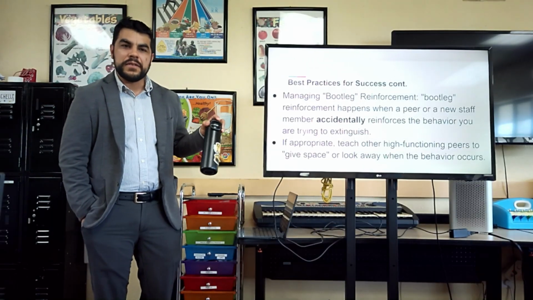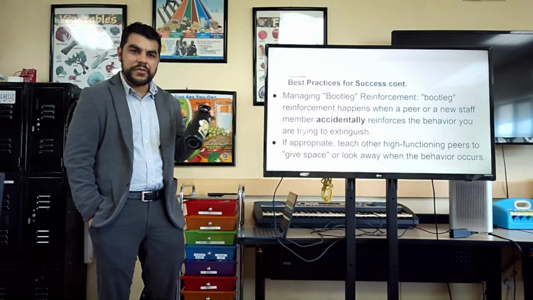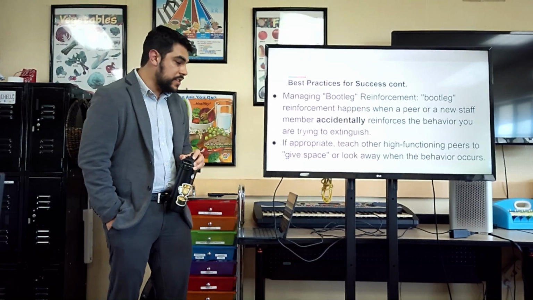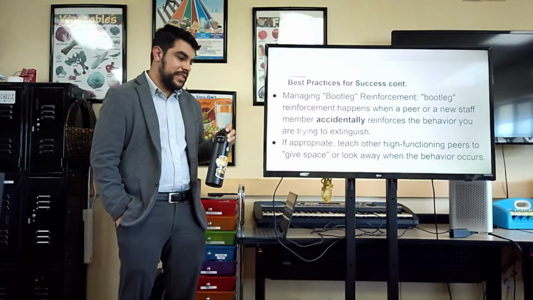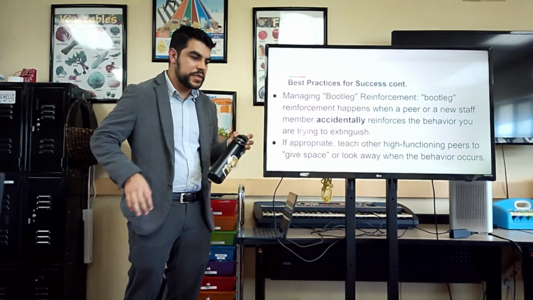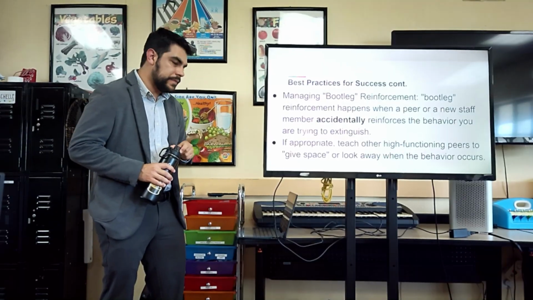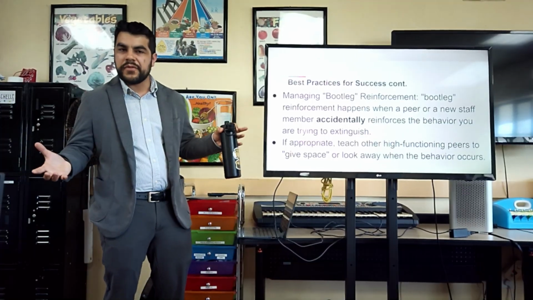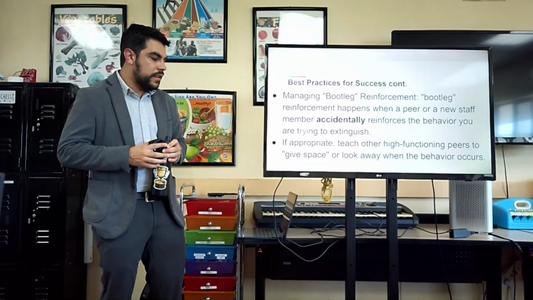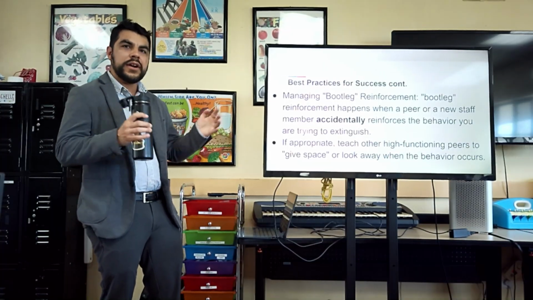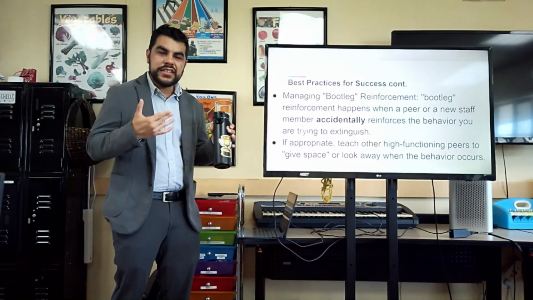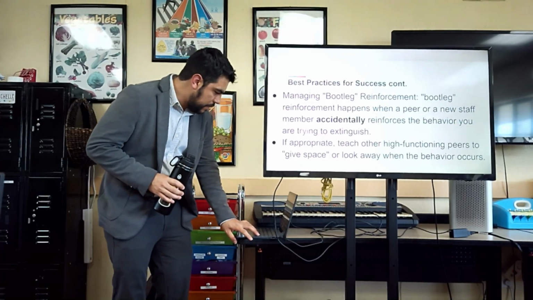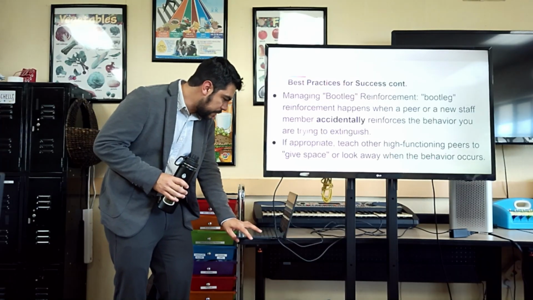When it comes to interventions in general, bootleg reinforcement is a huge thorn in everybody's side, but especially with extinction, because now the behavior is not being extinguished. By definition, they're still getting reinforcement for what they want to do. And when somebody's doing something for attention, we want their higher functioning peers to be aware of what they're doing and teach them the most appropriate way to respond when their peers are engaging in problem behavior.